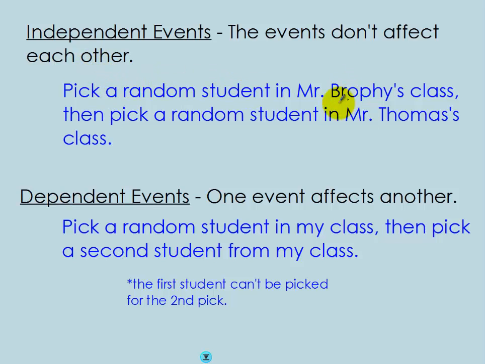So if I picked a random student from my class, and then picked a random student from Mr. Brophy's class, these would be independent events because they're different sets of students, and the pick of one is not going to affect the pick of another.